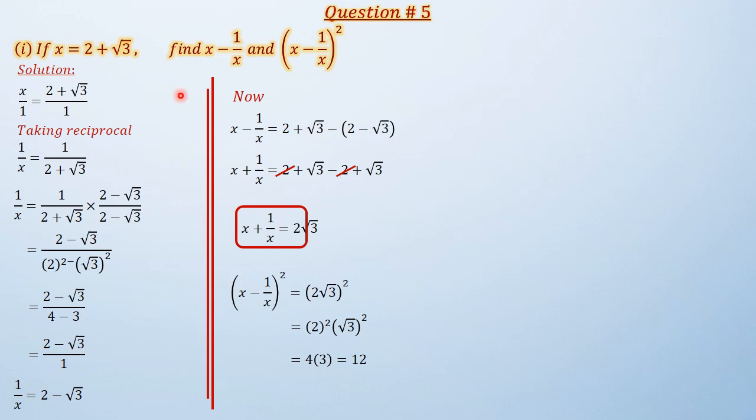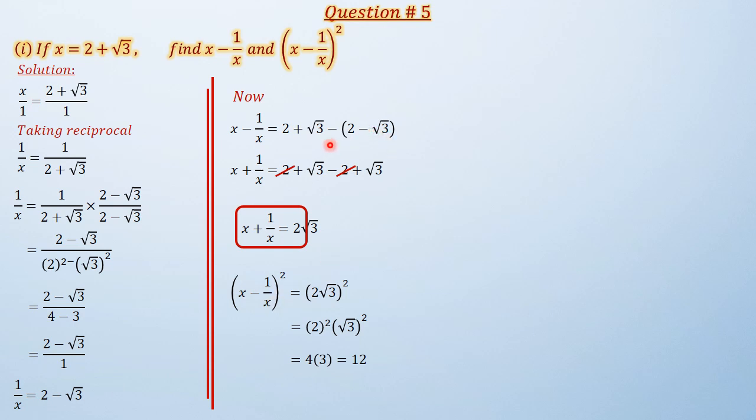Now just go to what you have to find. Actually, you have to find x minus 1 by x. Now you will write x minus 1 by x. The value of x is this, minus will be as it is, and your 1 by x is just this way. This is your 1 by x, you just have to put here.